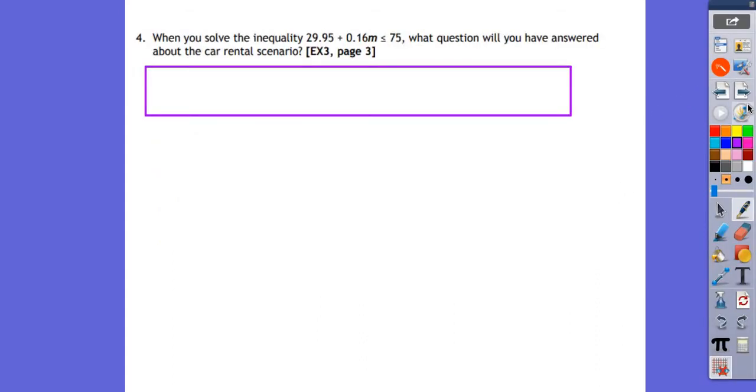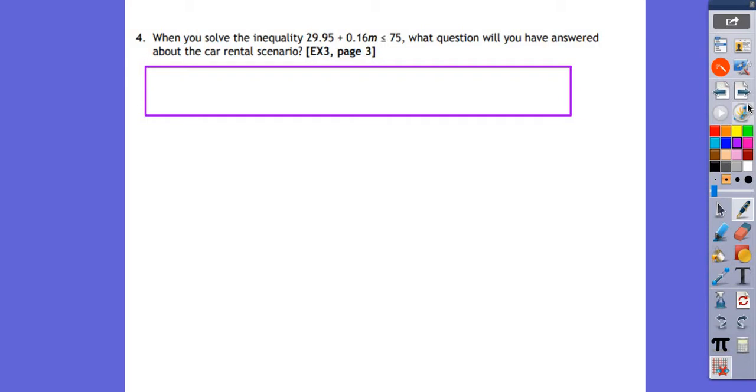Alright, let's take a look at number 4. It says when you solve that inequality, 29.95 plus 16 cents M is less than or equal to 75. That was the problem we got from that word problem a minute ago, right? What did 29.95 mean? How much is the cost per month, the rent? $29.95 is how much to rent the car.